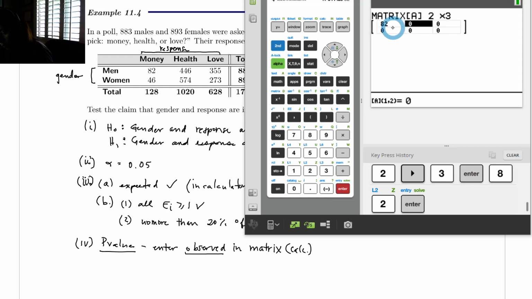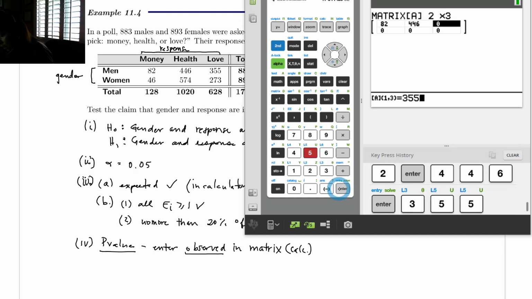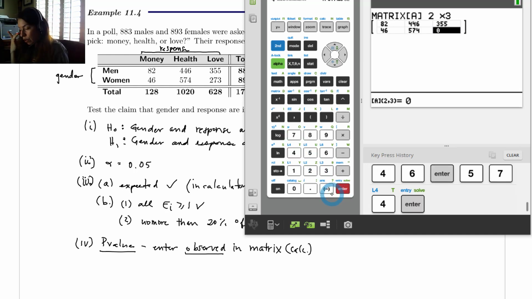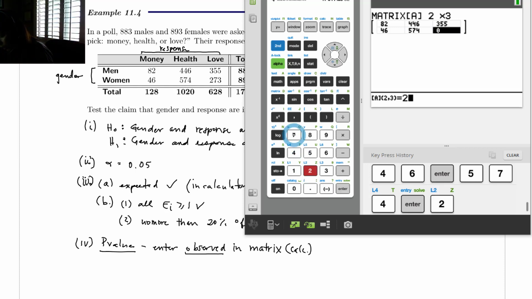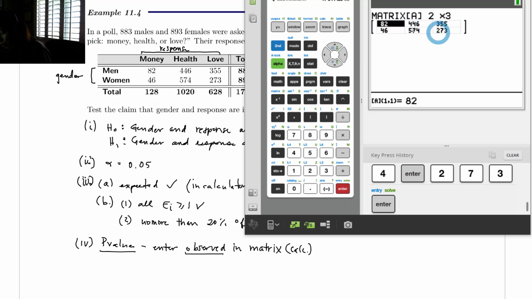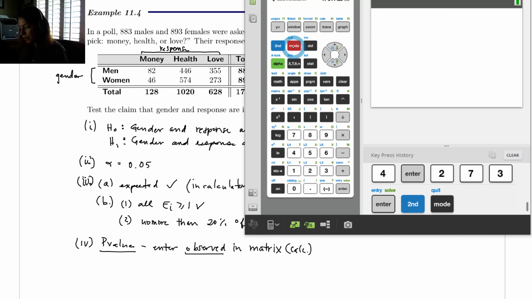Second column, first row, that's 446. Last one with love, 355. Then it jumps down to the second row, first column, so 46. Second row, second column, 574. And second row, third column, 273. And so there you have it. It looks identical to the observed table. Now the second part is to just quit. Now we stored it. Okay.